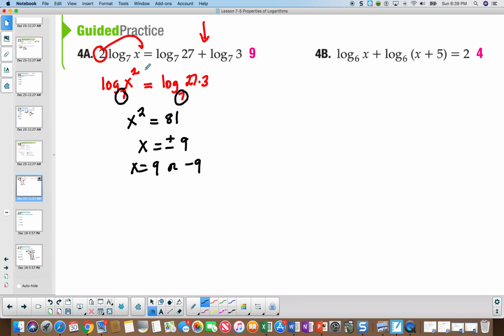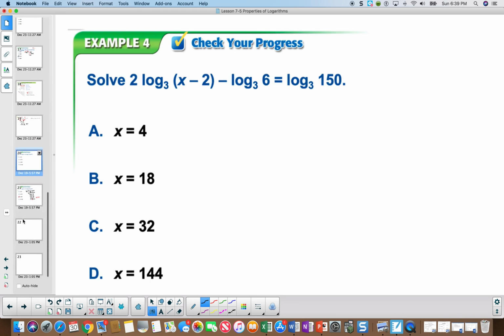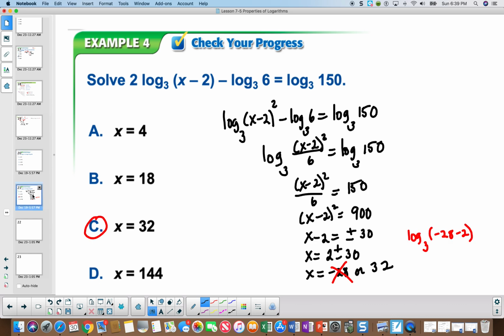Now I can see if I put -9 in here, I'm going to get log base 7 of -9. Remember that this can never be negative, so this is not a possibility, but 9 can go into there and it will work. Pause, see if you can do the problem. And here's the answer.